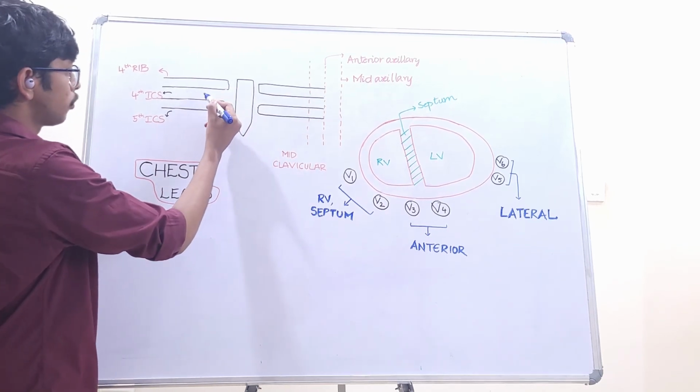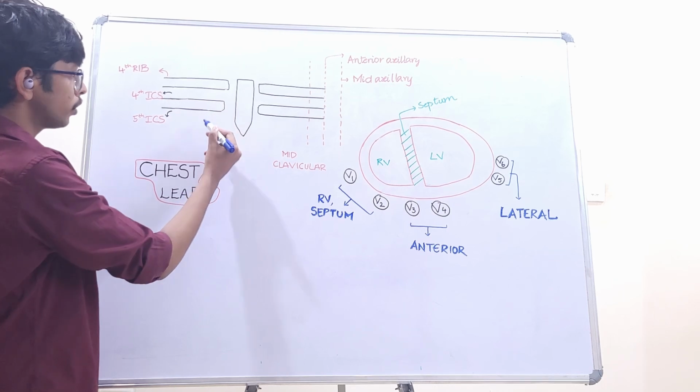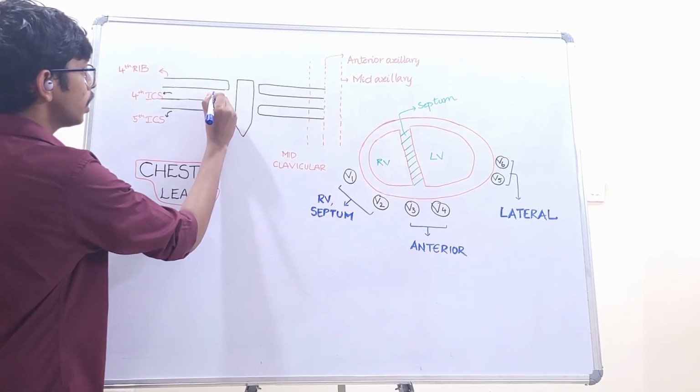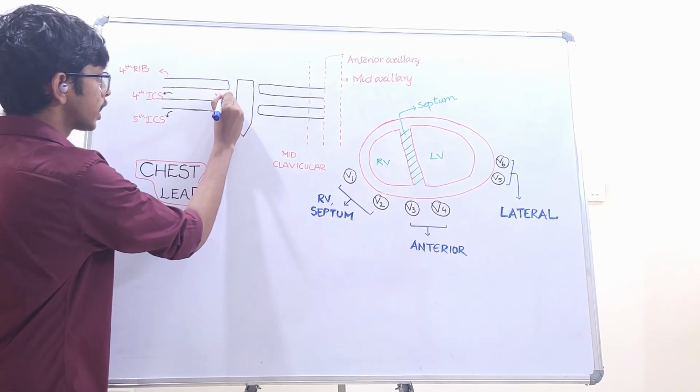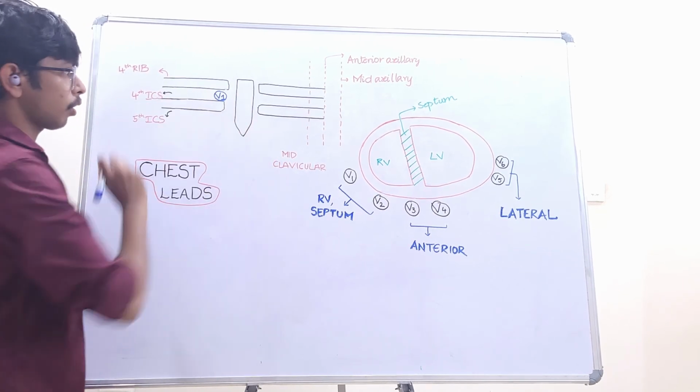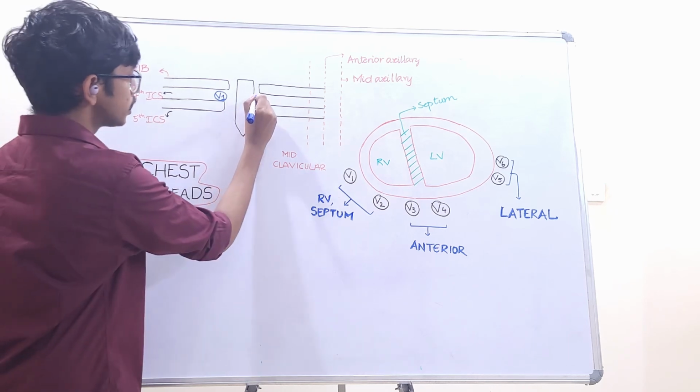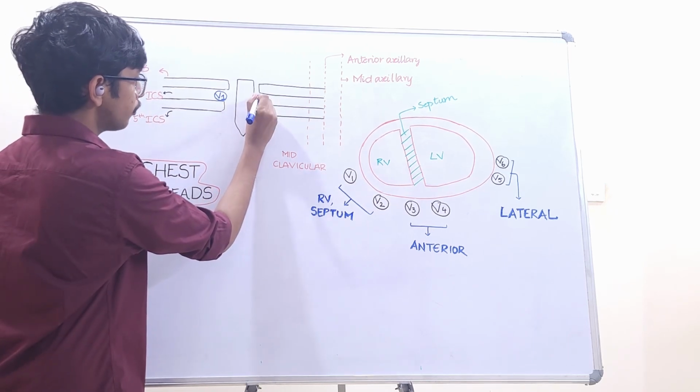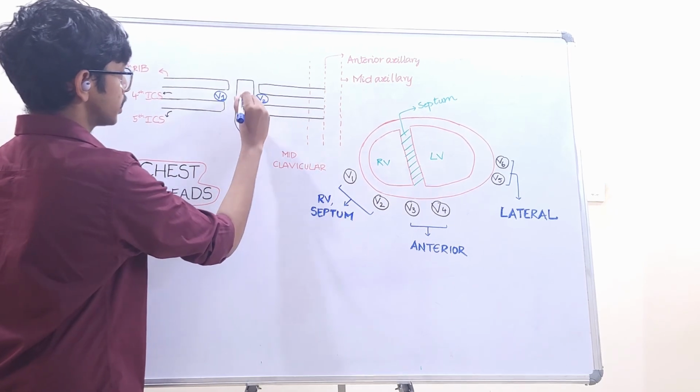This is the fourth rib, fourth intercostal space, fifth rib and fifth intercostal space. V1 or first chest lead is kept immediately right to the sternum in the fourth intercostal space. V2 is immediately to the left of the sternum in the fourth intercostal space.